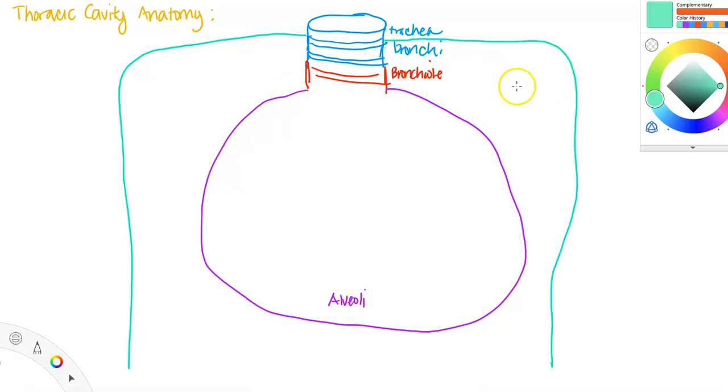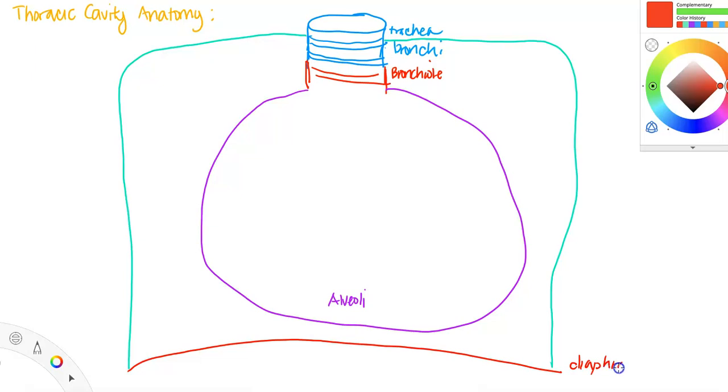So here are the sides of the thoracic cavity, and at the bottom of the thoracic cavity is the diaphragm. And the diaphragm is a dome-shaped muscle that divides the thoracic cavity, the upper part of your torso, from the abdominal cavity. So what's above it is what we're looking at as the thoracic cavity.